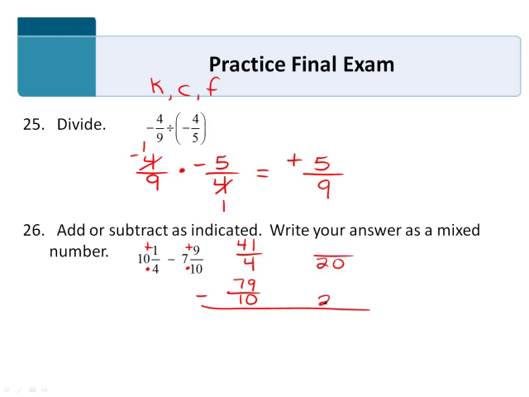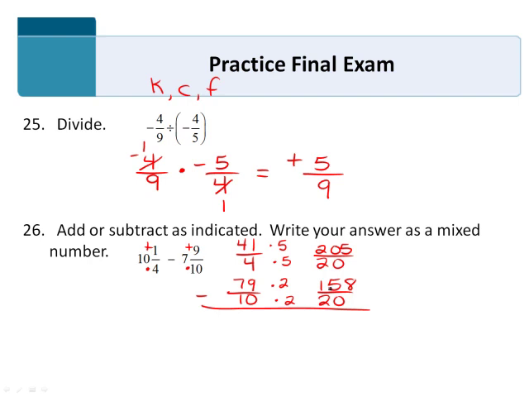So you've got to figure out 4 times what is 20? Times 5. So now multiply the top by 5. And let's see, what is that? 205. Big number. Okay. Alright, and then down here, 10 times 2 gives me 20. So I have to multiply 79 times 2. Let's see, that's 18, 158.